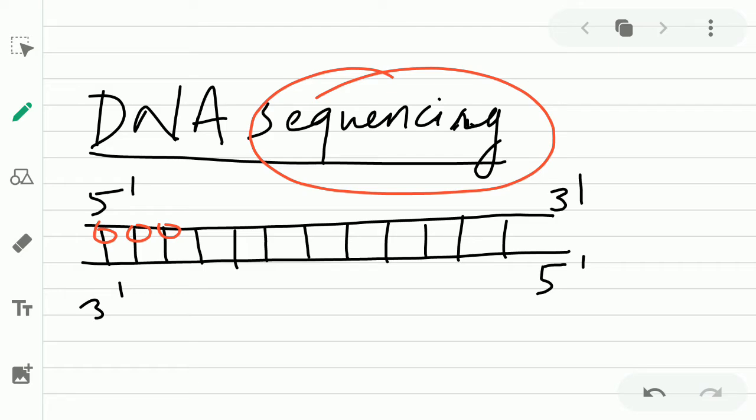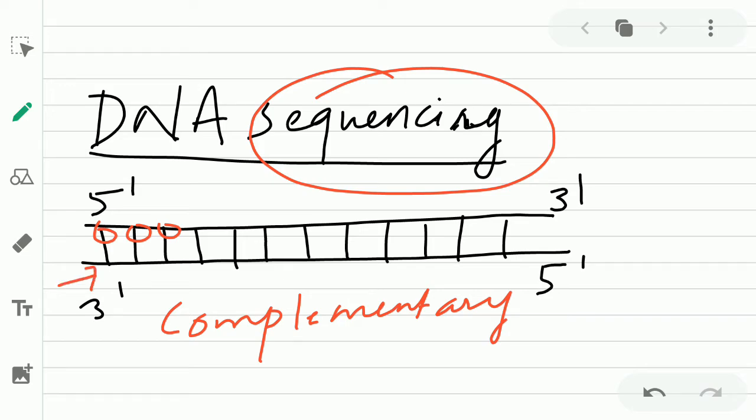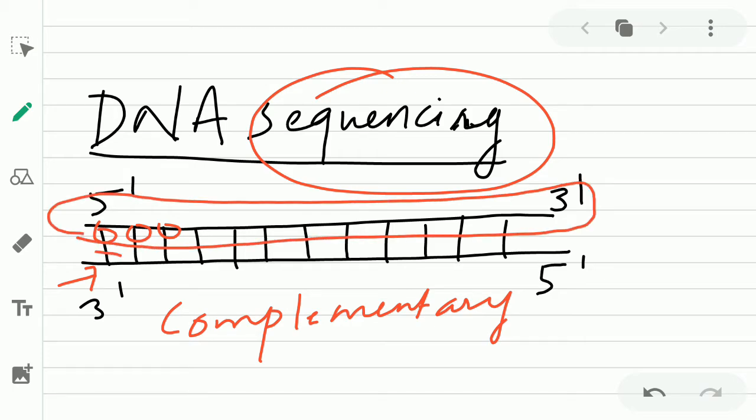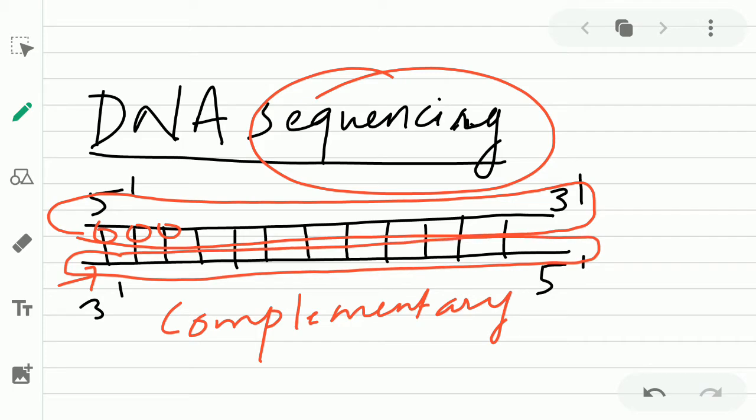Once you get one strand, you take the complementary of that and you can find the second strand. That means if you identify the sequence of any one strand, the other strand you will automatically get by taking its complementary.